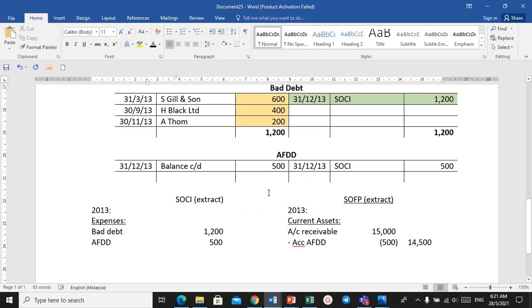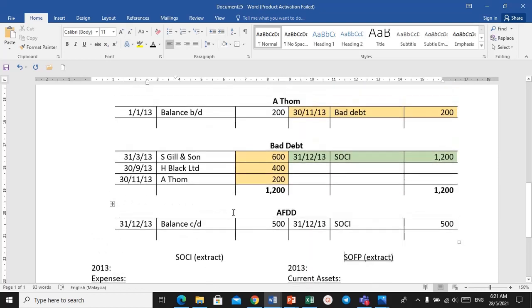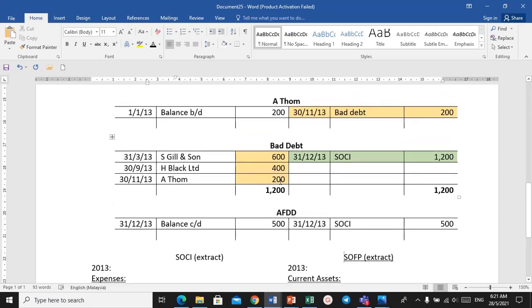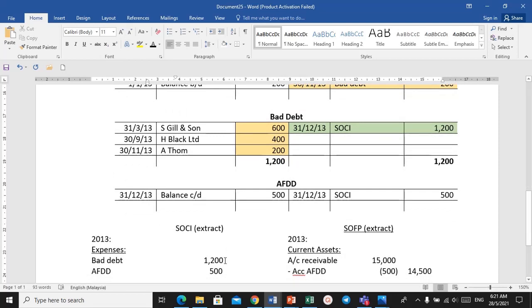So we can see here, we are having this entry for the year 2013, and then we have created two expenses accounts, which are bad debt account and allowance for debt account. So what you need to do is you do the debit entry from the amount that you have in the accounts. So we are going to categorize them as expenses. So bad debt, you look at the bad debt account, 1,200. So you write it down 1,200, and then for the allowance for that, we have this debit entry with the Sochi 500. So you write it down in the extract of your Sochi 500.